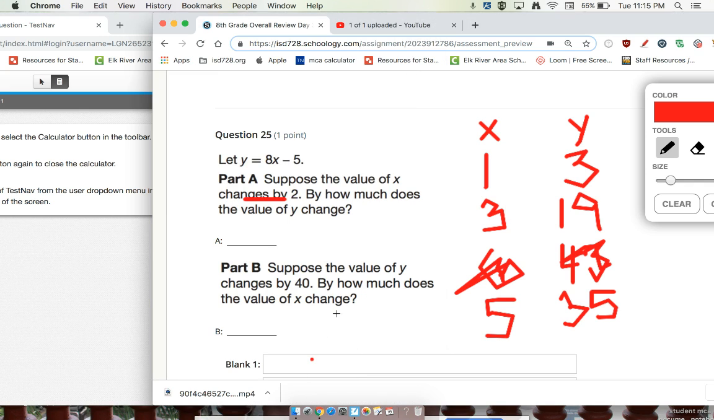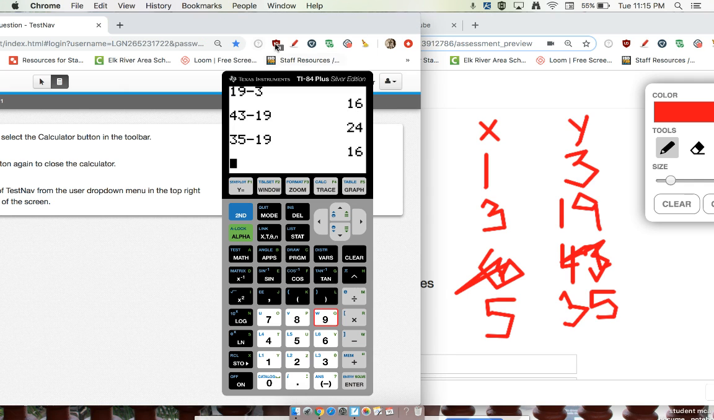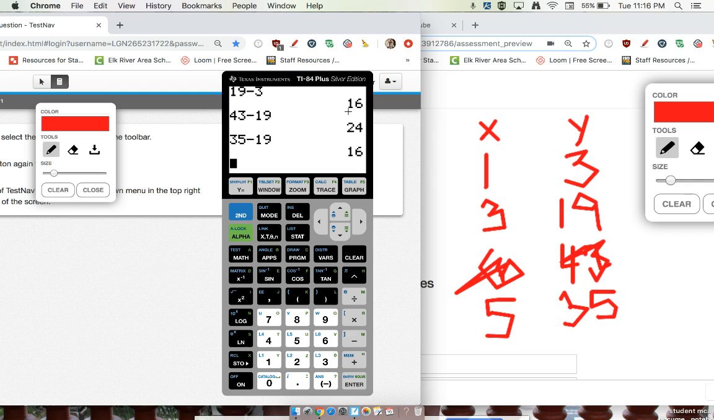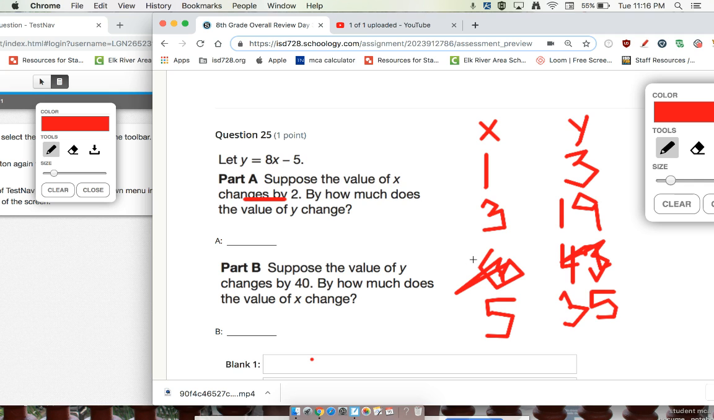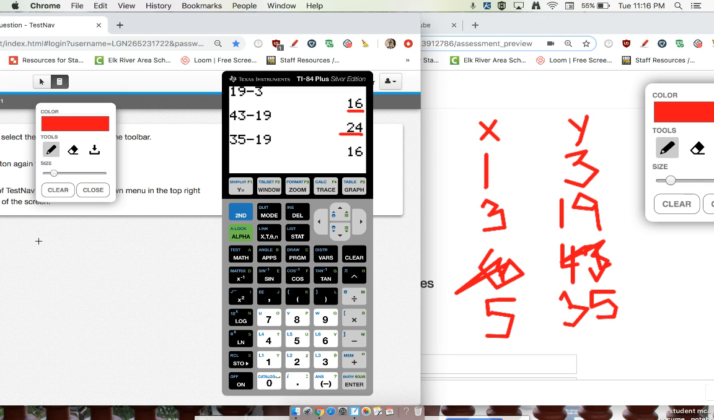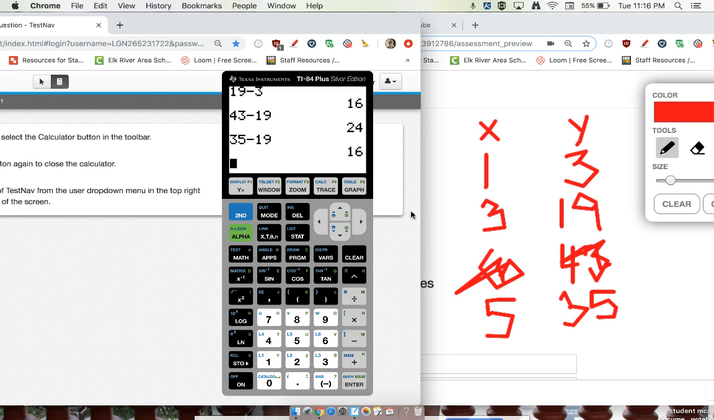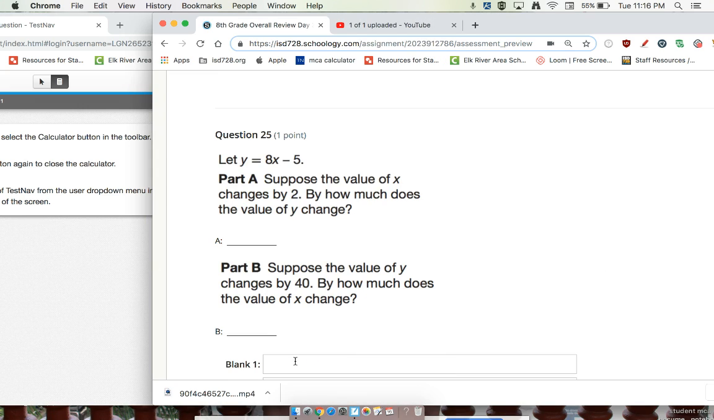Notice that my strategy there, 8th graders, I made a mistake, and I knew it was a mistake because it should have been a constant rate of change. So I had 16 here and then 24. That's not constant. I knew it should have been 16, so I just double-checked my math, which I did wrong. Okay, so I know that the y changed by 16.